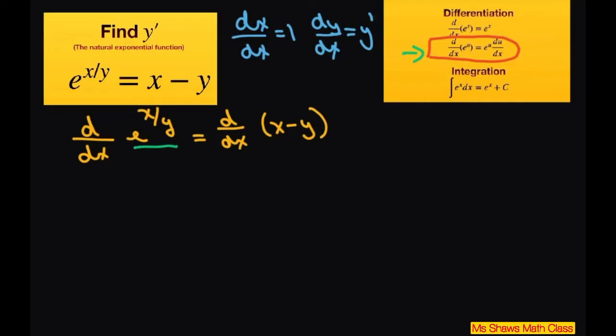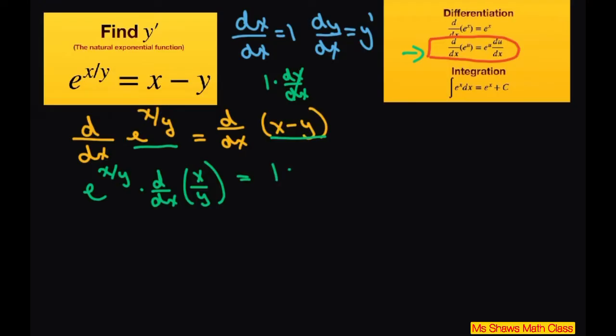According to our rules for differentiation, we get e raised to the x over y power times the derivative with respect to x of x over y, equals, now let's differentiate this. Derivative of x is just 1. So we're just going to put 1 minus the derivative of y, which is 1 times the derivative of y with respect to x.